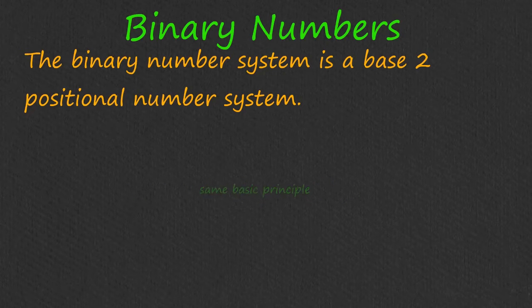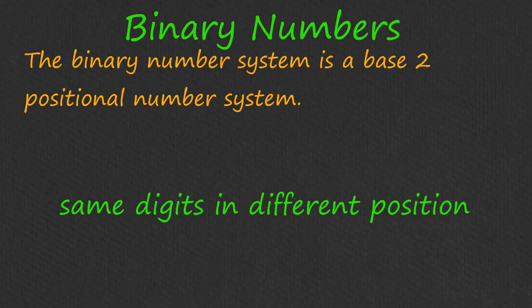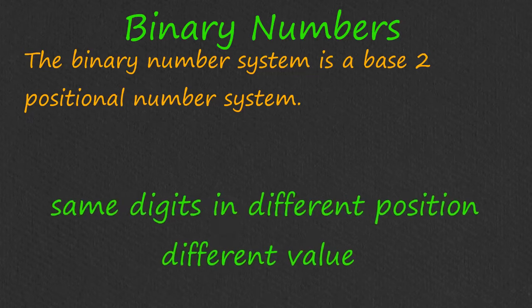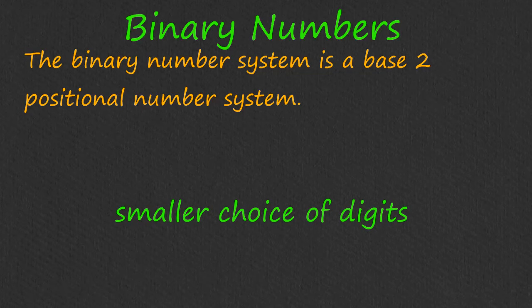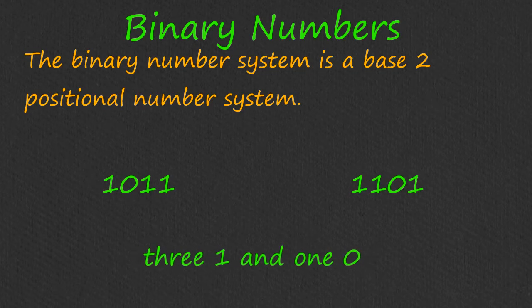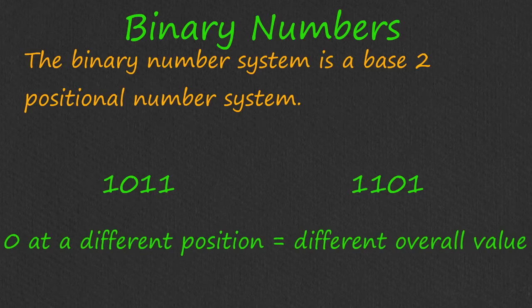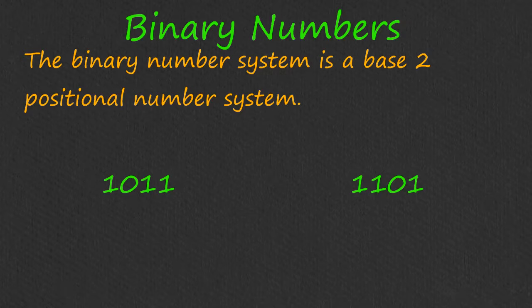Now, what does it mean for our binary number system? The basic principle is the same. So if we place different digits of the same number into different positions, the value of the number will change overall. The only difference is that we have a much smaller choice now, as we can only use 2 digits, 0 and 1. Here is a binary number, 1011. Now if we look at 1101, it also uses 3 ones and 1 zero, but by placing the 0 at a different position, the overall value of the number has changed. 1011 and 1101 are 2 different numbers in binary.